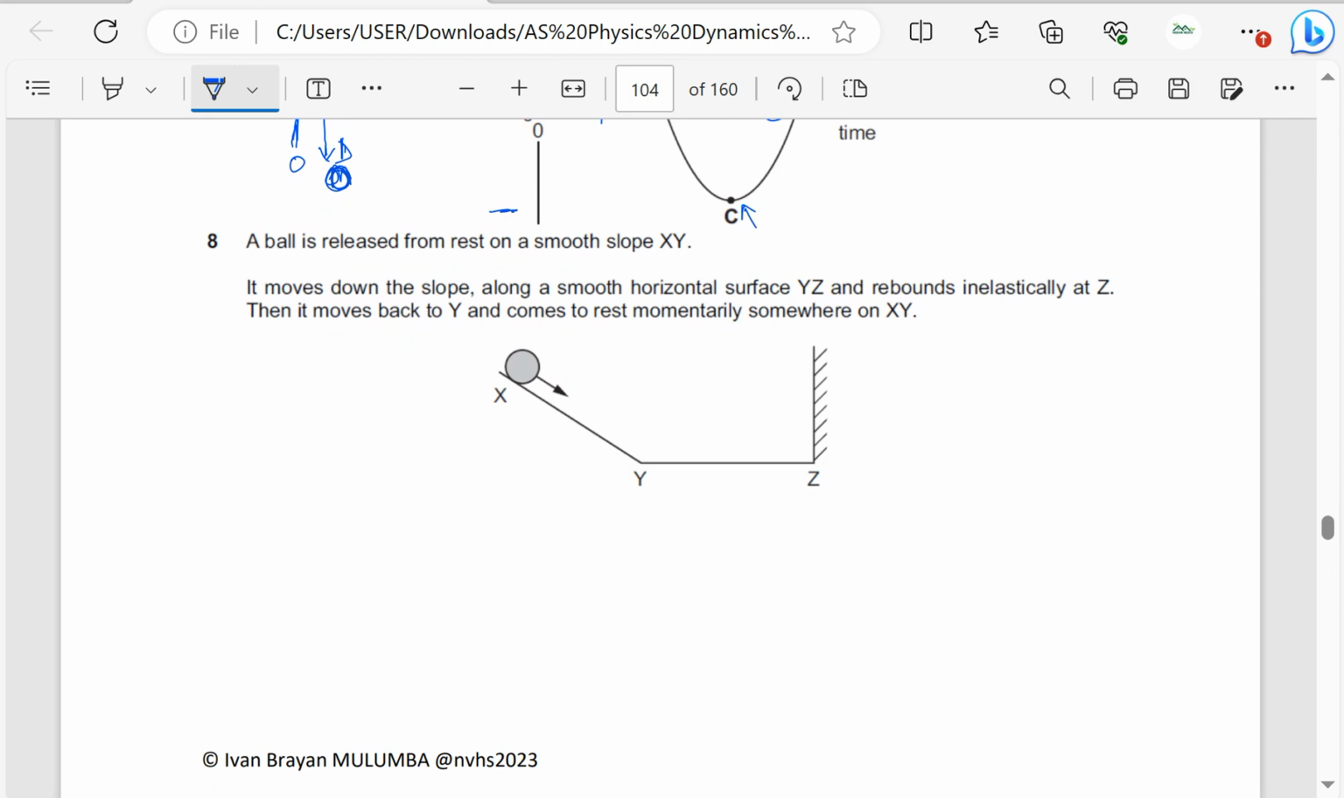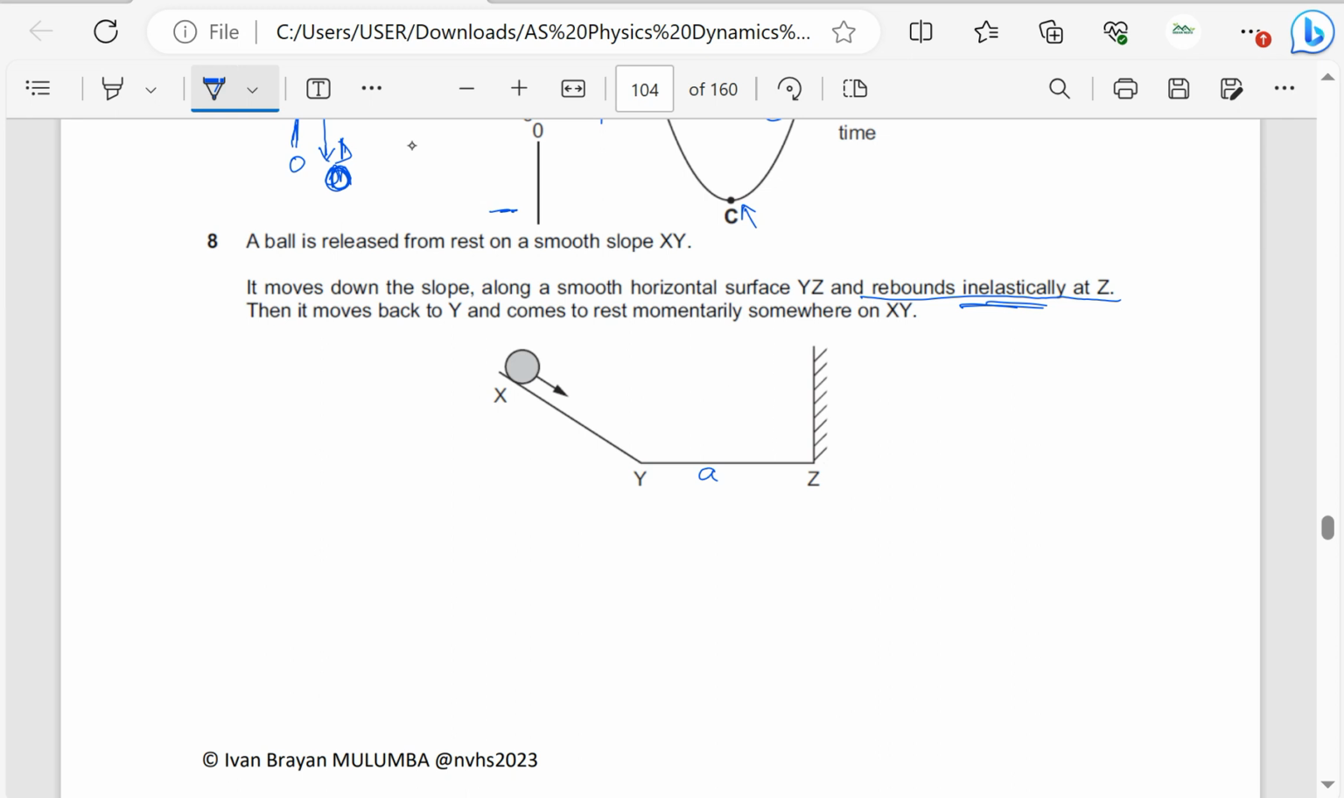Lastly, a ball is released from rest on a smooth slope xy. It moves down the slope along a smooth horizontal surface yz and rebounds inelastically at z. Of course, at this point here, it is a straight line.